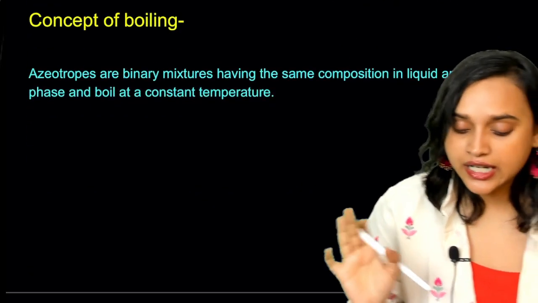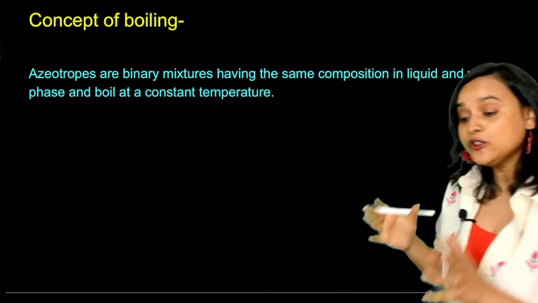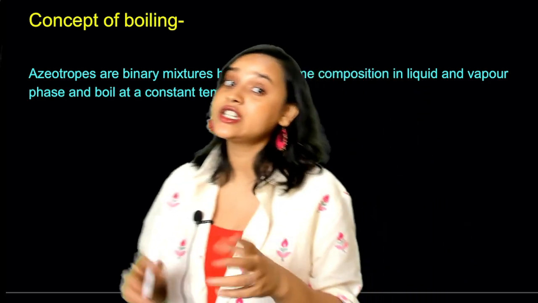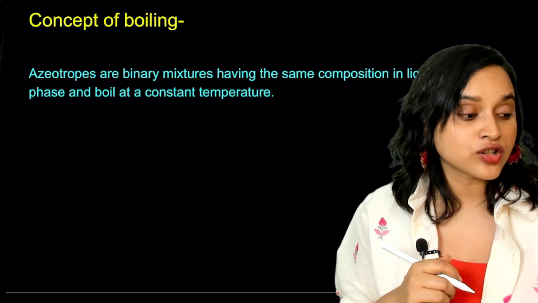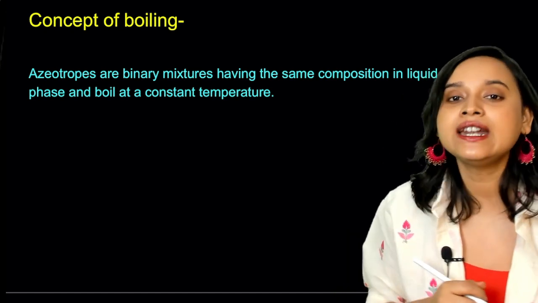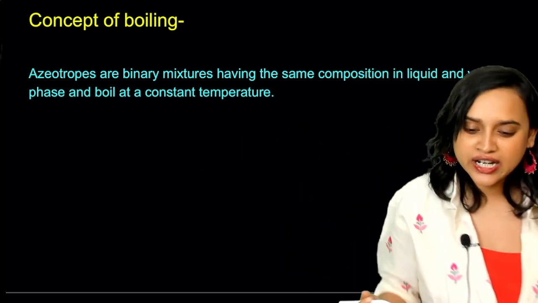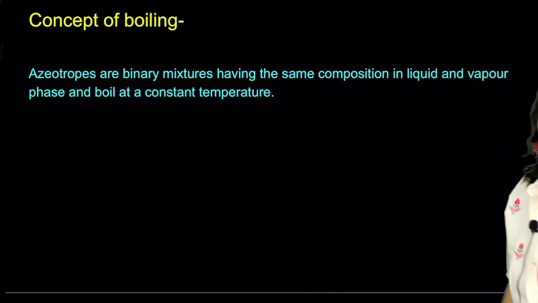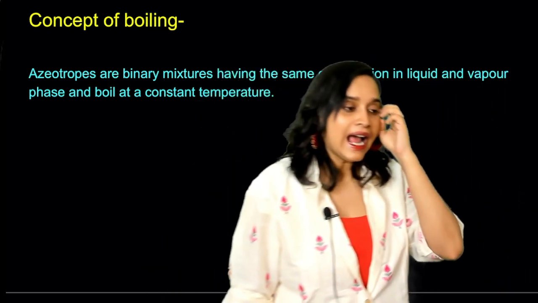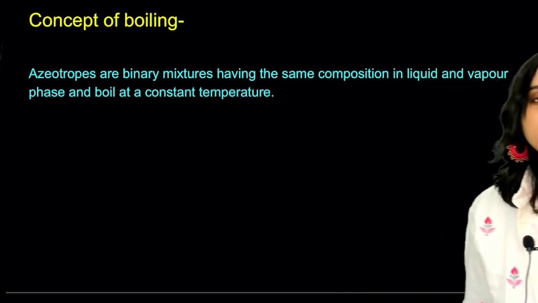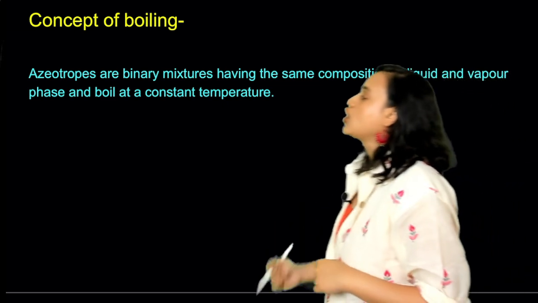Now this graph you can just take a look at your book. Now the concept of boiling. If you have positive deviation or negative deviation, the boiling point will also change a little bit. Is that true? Don't you think that the boiling point is also going to be changing a little bit? And if that is the case, we call something azeotropes. So what are azeotropes? Azeotropes are basically binary mixtures, and they have the same composition in liquid and vapor phase, and they boil at a constant temperature.